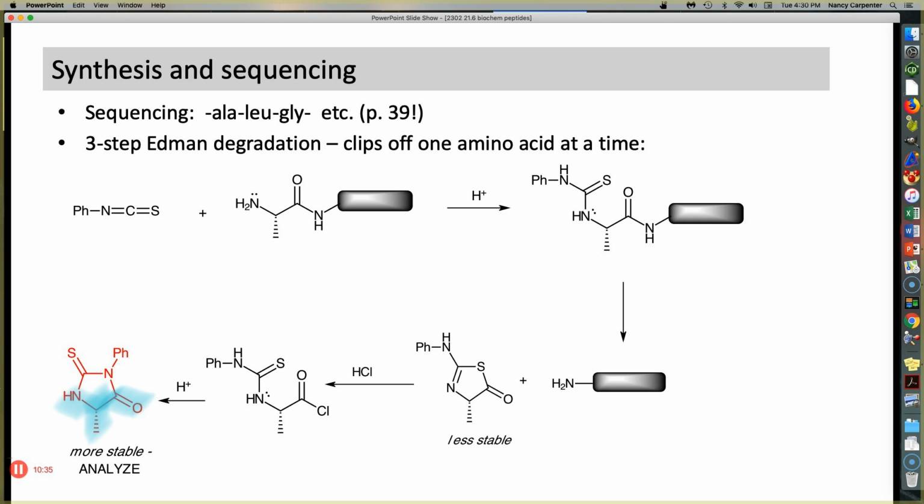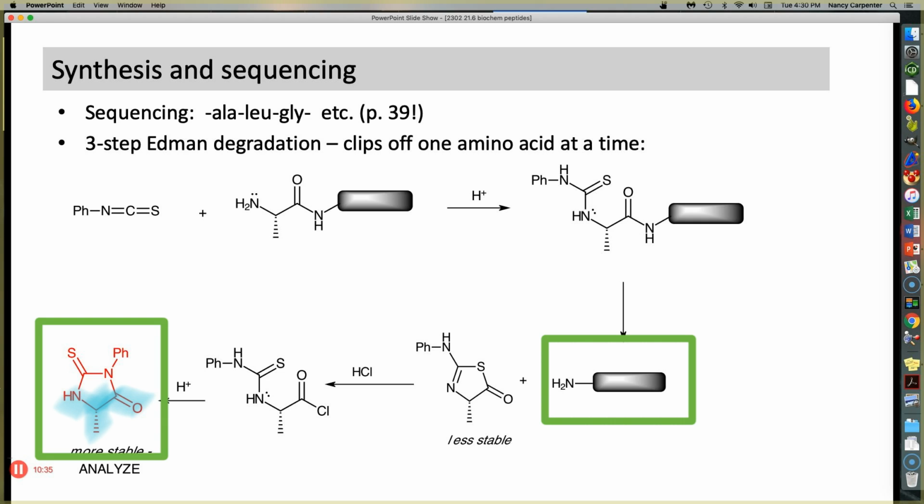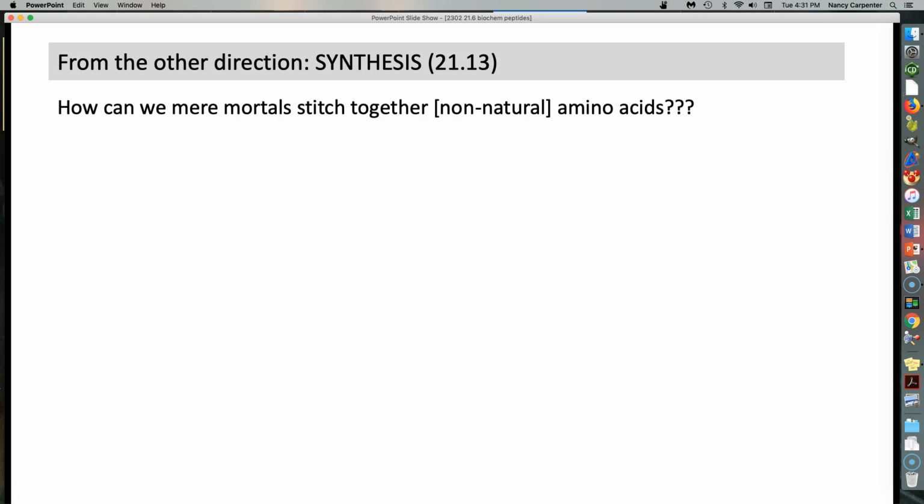Well, once you've done that, you can then go through the whole sequence again and clip off the next amino acid and so on and so forth. So basically there's a big old library of these pieces that once they're made you can just simply say, yep, made that one. That was alanine. All right, so that's how we can figure out what my protein, peptide, whatever it is, was made up of, how the amino acids got stitched together.